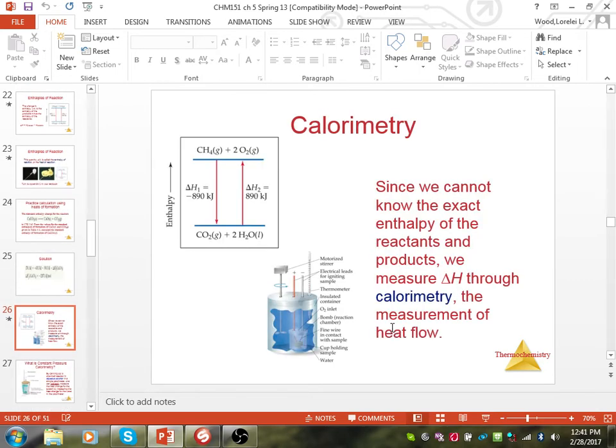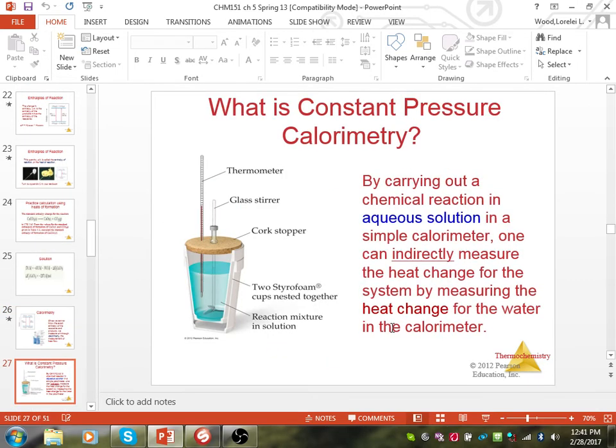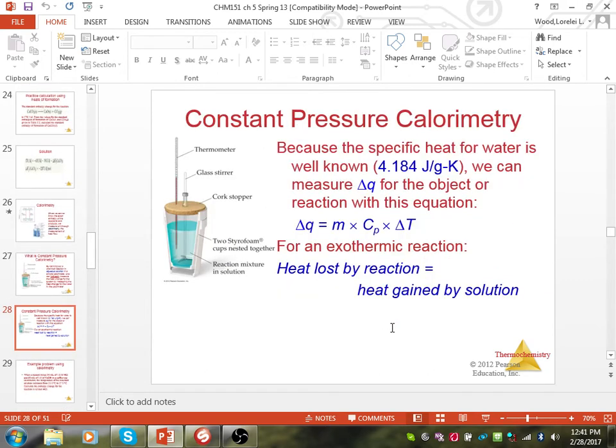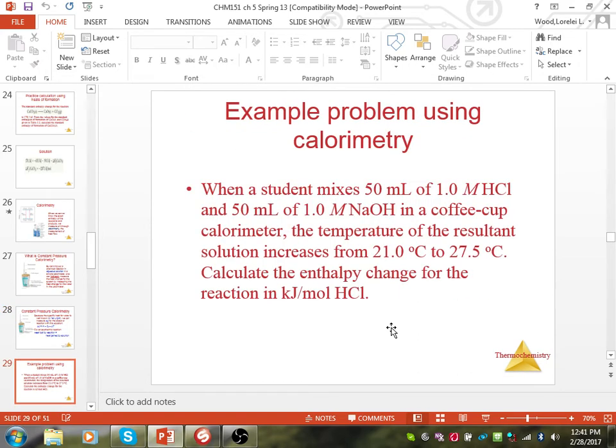All right. We did this calorimetry stuff. You guys are going to do a lot more of this in lab. You indirectly measure the temperature change. You make that assumption that heat loss is heat gained. Let's do this problem real quick.